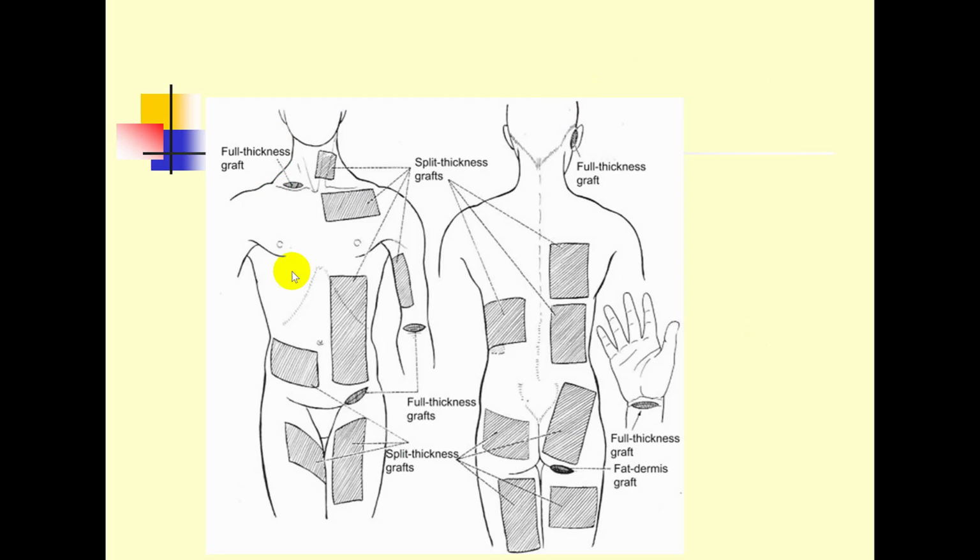This is the slide that I wanted to show you previously. Where are the places for the donor site? There are different places, and commonly we use the thigh and the inner side of the arm. These are the common sites for the donor site for the split skin graft, while there is a special site for the full thickness skin graft.